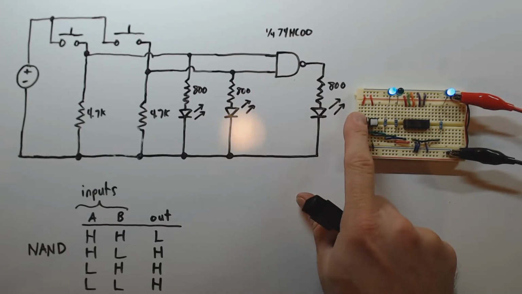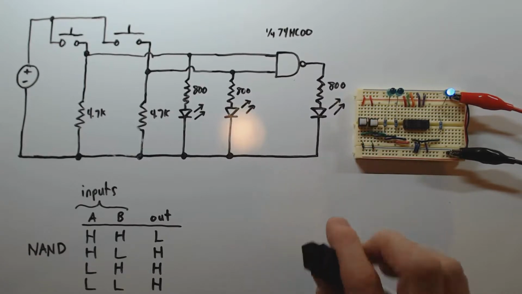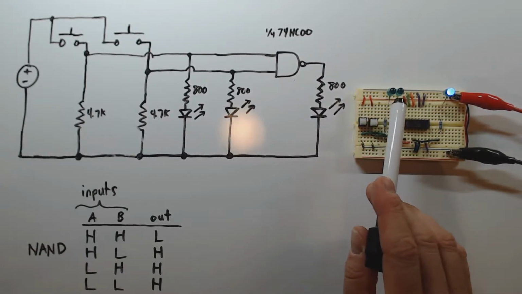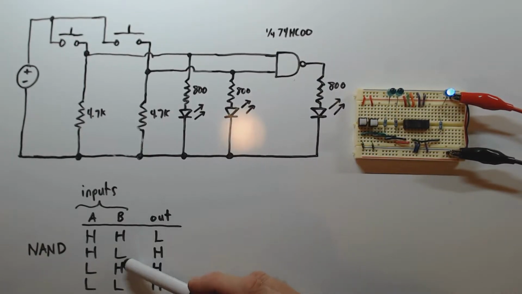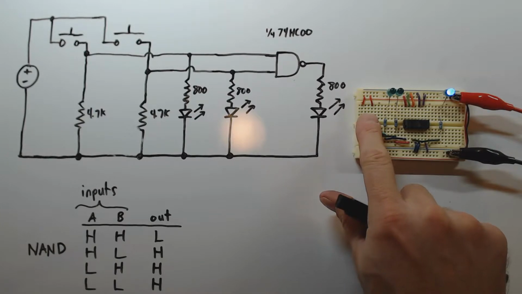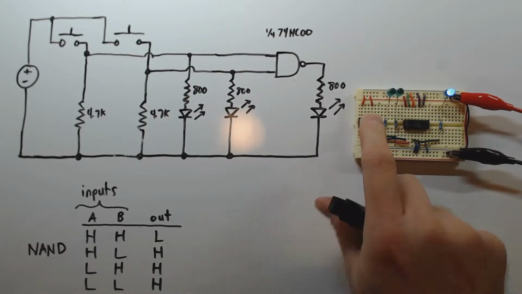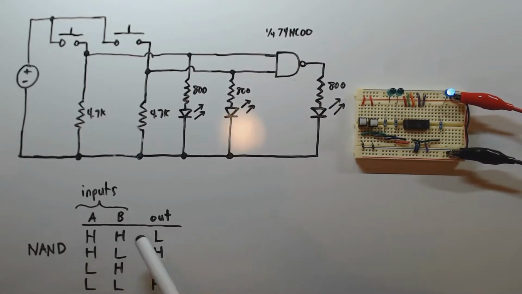If I press either of the buttons individually, you can see that the corresponding input voltage goes high, and these LEDs light up. But again, as long as one of the inputs is low, we're still going to output a high voltage, and this LED stays lit. It's only when I press both buttons at the same time that the output goes low, meaning that we're in this state: high, high, low output.